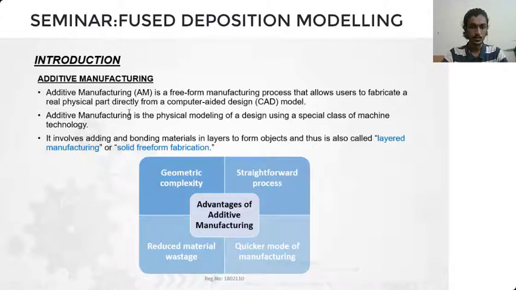The major advantages of additive manufacturing are that complex geometry can be attained, the wastage of material is minimal, and it is a straightforward process and a much quicker method of manufacturing.